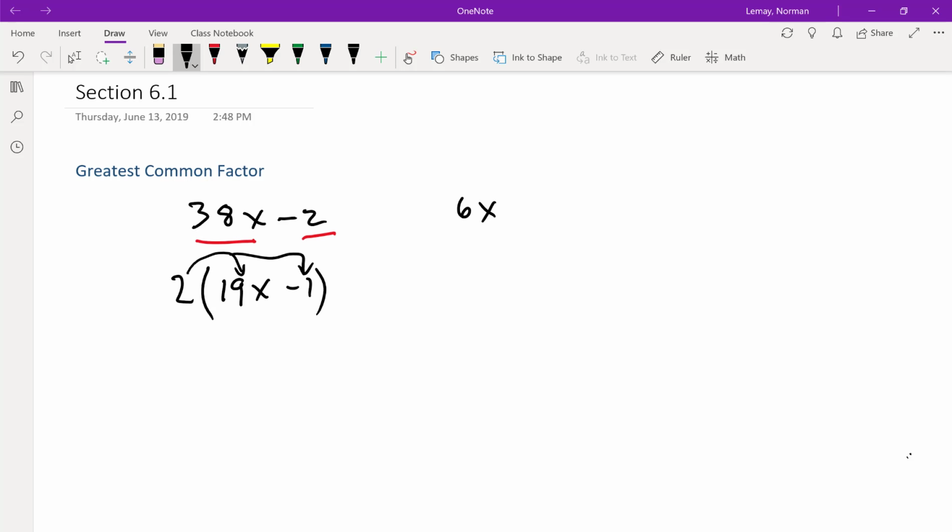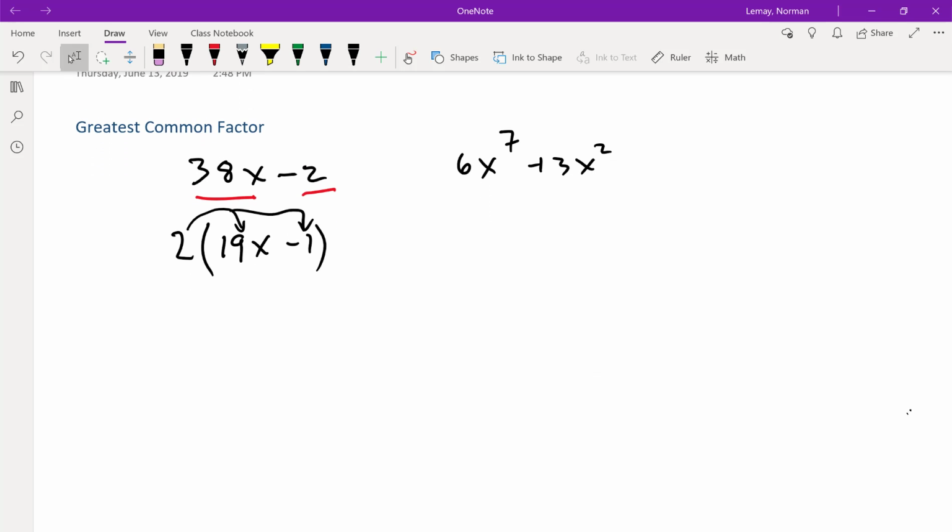6x to the 7th plus 3x squared. Again, here we've got both letters and numbers in each term. To find the greatest common factor, I take a look at the numbers and I see a 6 and a 3, so we can pull out a 3. Then here I have an x squared and an x to the 7th, so the largest exponent of x that I can pull out is x squared.